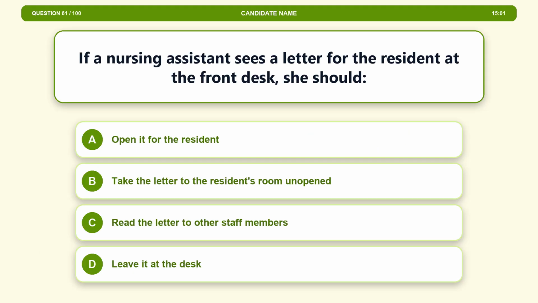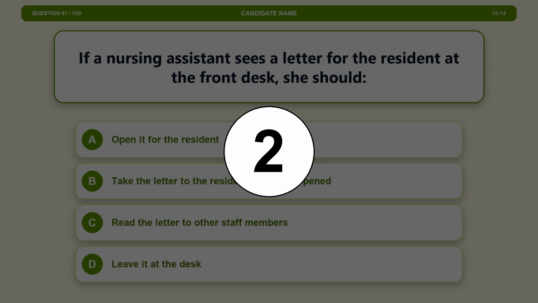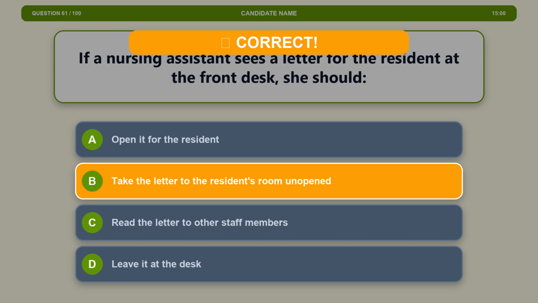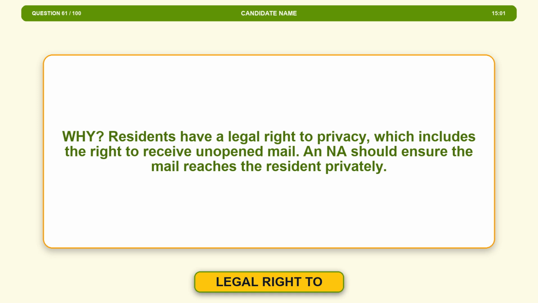Question 61. If a nursing assistant sees a letter for the resident at the front desk, she should: Option A, open it for the resident. Option B, take the letter to the resident's room unopened. Option C, read the letter to other staff members. Option D, leave it at the desk. The correct answer is option B, take the letter to the resident's room unopened. Residents have a legal right to privacy, which includes the right to receive unopened mail, and the NA should ensure the mail reaches the resident privately.